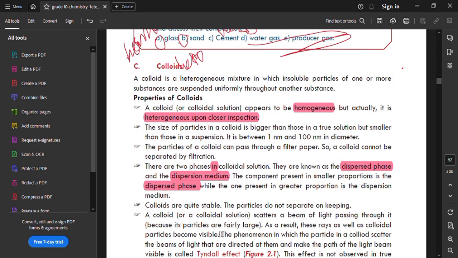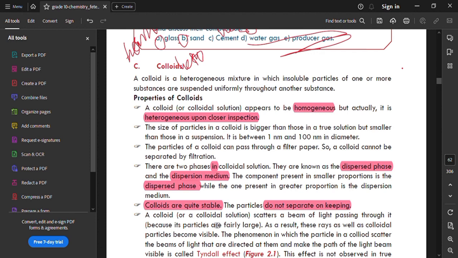So colloids are quite stable. The particles do not separate on standing. Colloid is stable; the particles do not separate on standing.